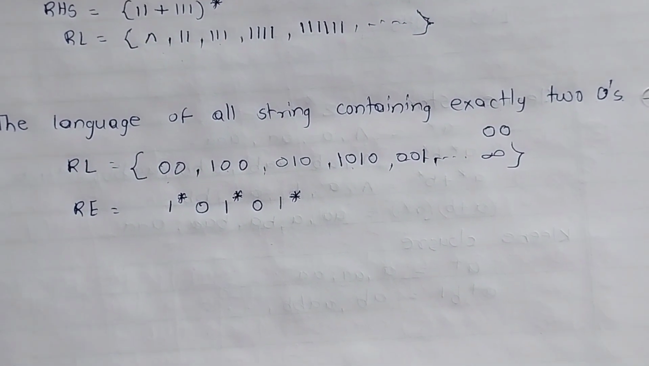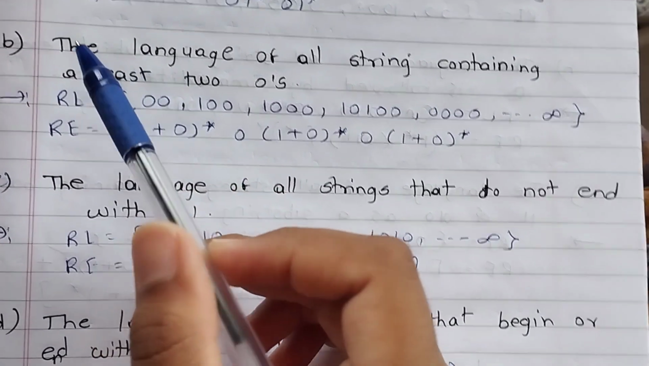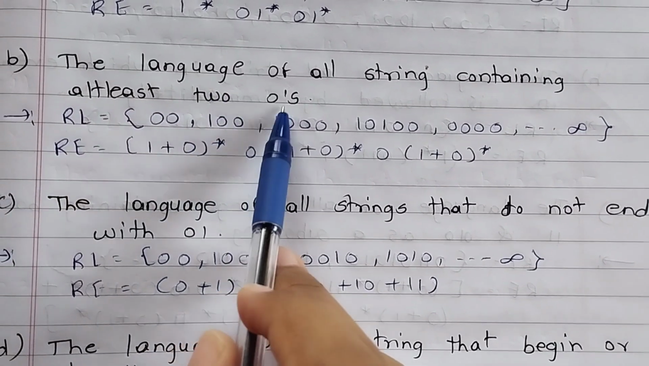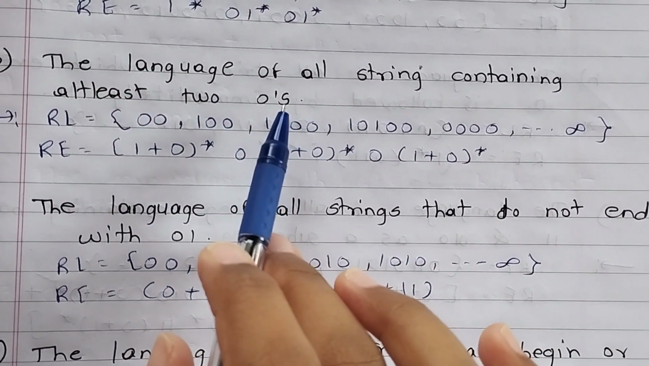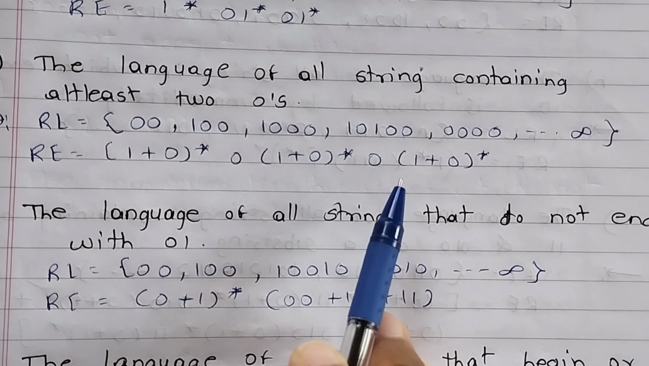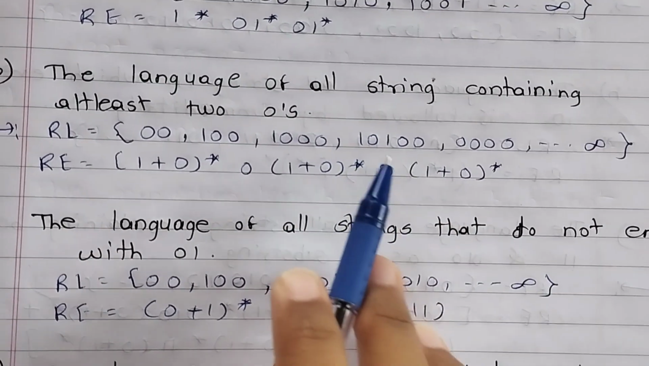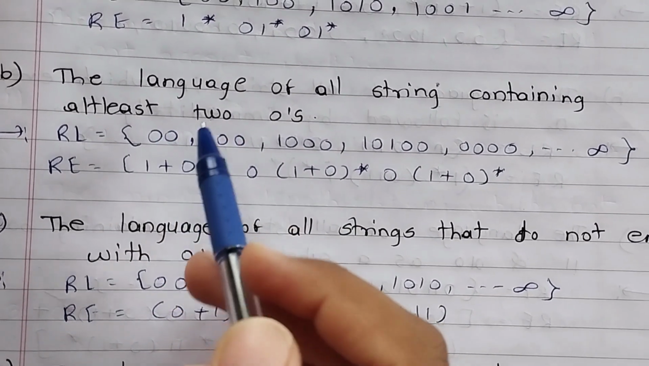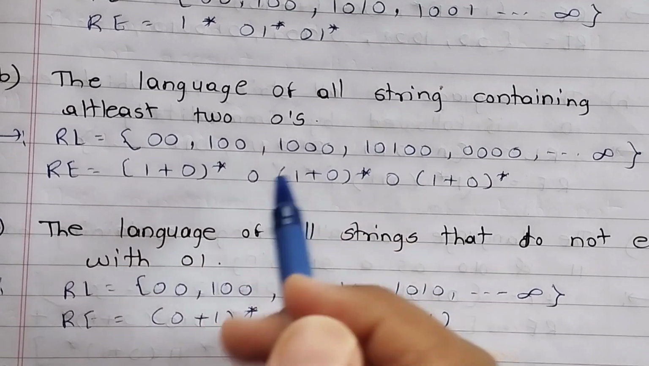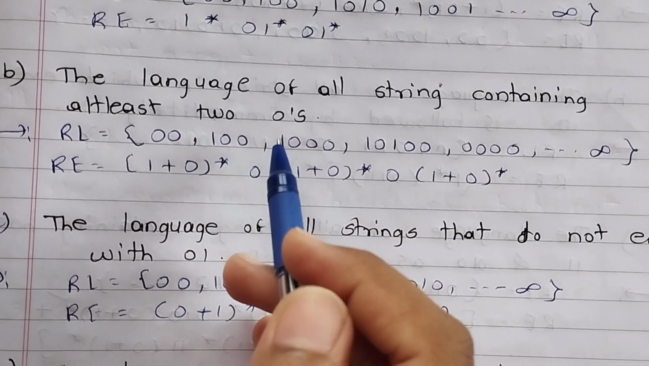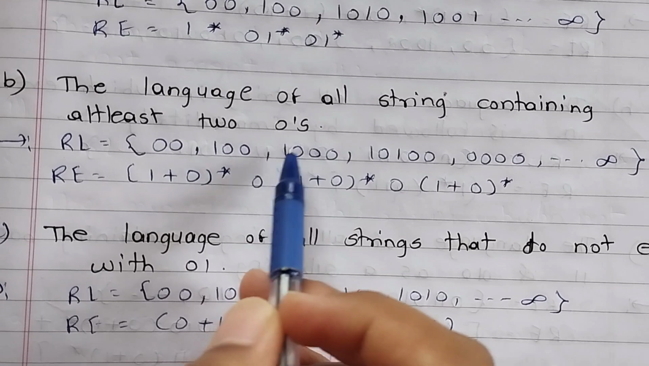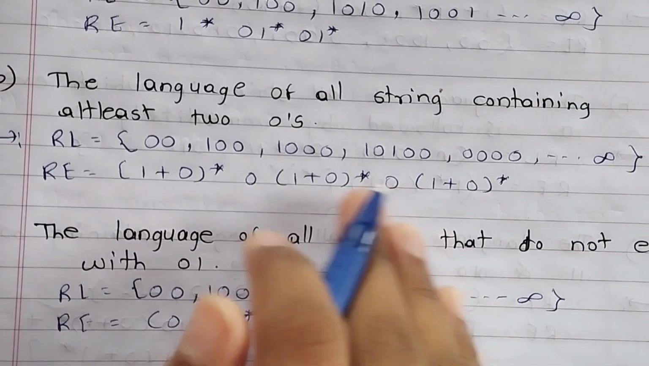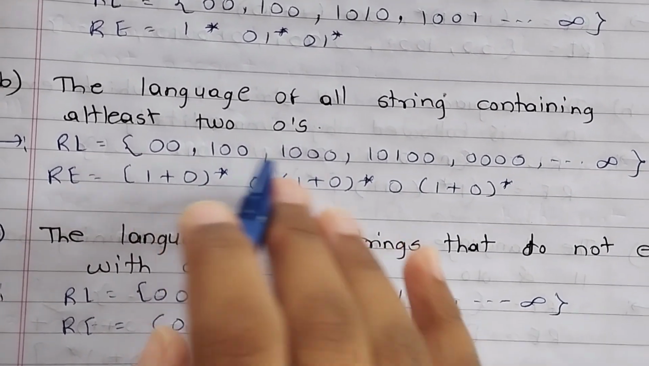Now we see more examples. The next statement is: the language of all strings containing at least 2 zeros. At least 2 zeros: more than 2 zeros is also allowed, but at least 2 zeros must be present in the string. Only a single 0 is not allowed. So again we consider that first only 2 zeros are present, next 1 and 2 zeros are present, next 3 zeros are present. It means 2 or more than 2, not only 1. A single 0 is not allowed.